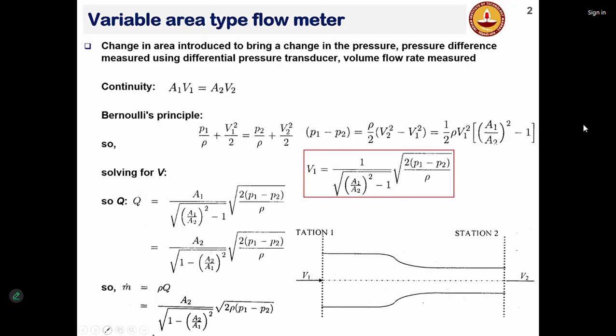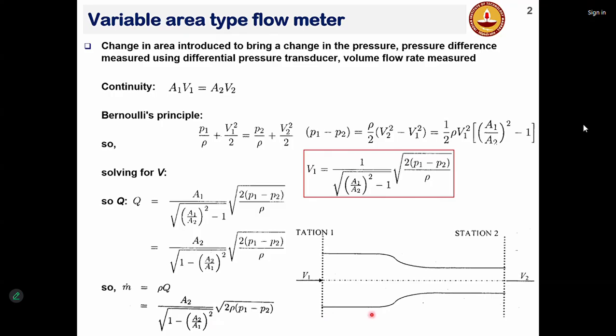Now, if you know the flow rate through a tube, you can find out the mass flow rate, which is basically density times the volume flow rate. So if you multiply rho, there is another rho inside the bracket in the denominator. If you multiply rho, it goes inside the bracket and becomes rho square, so one of the rhos gets cancelled. So you have A2 divided by square root of 1 minus (A2 over A1) square, into square root of 2 into rho into P1 minus P2. So this is basically the mass flow rate.